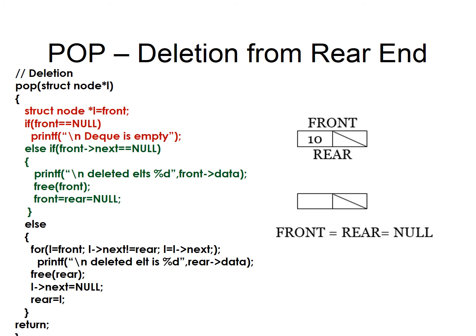Else, now what I am going to check is whether my queue has only one element. How do I check? If front of next is equal to null, that means it has only one element. It doesn't have more than one element. So I simply print front of data is deleted and I'm freeing front. When I free front, both front and rear get erased. After that, I am just assigning front and rear equal to null to make sure that my queue has become empty.